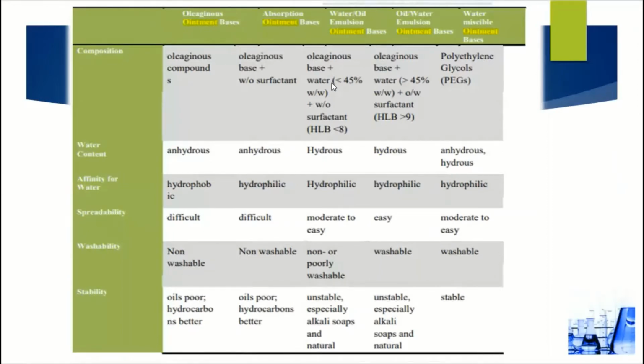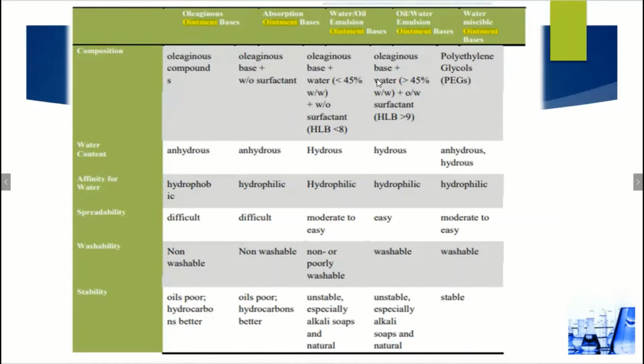These are basically oleaginous bases, and we add water to them, and the water content is far greater than 45%, water in water, and oil in water surfactant. Here, an oil in water surfactant is used, and there a water in oil surfactant is used. So the HLB should be 9. Basically, the base is oleaginous, but we add water, and we add an oil in water surfactant in an oil in water emulsion, and a water in oil surfactant in a water in oil emulsion.